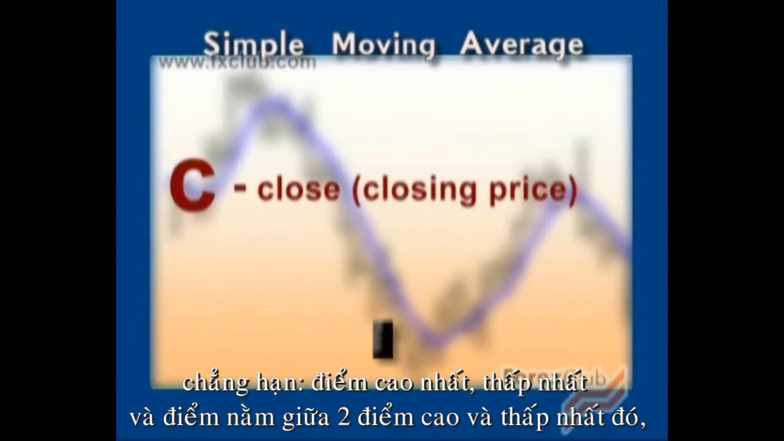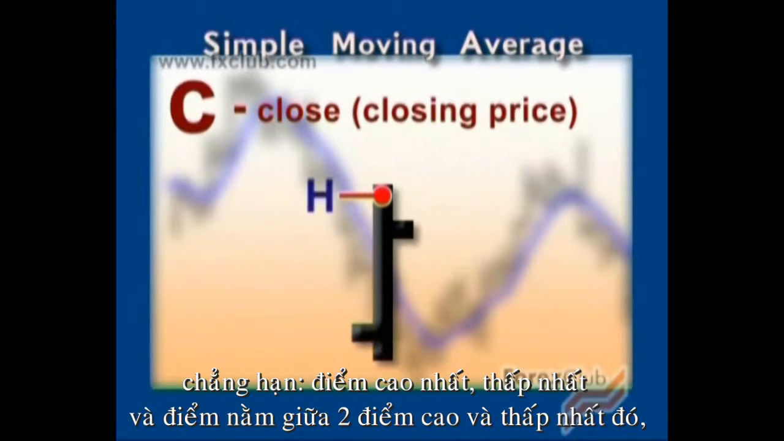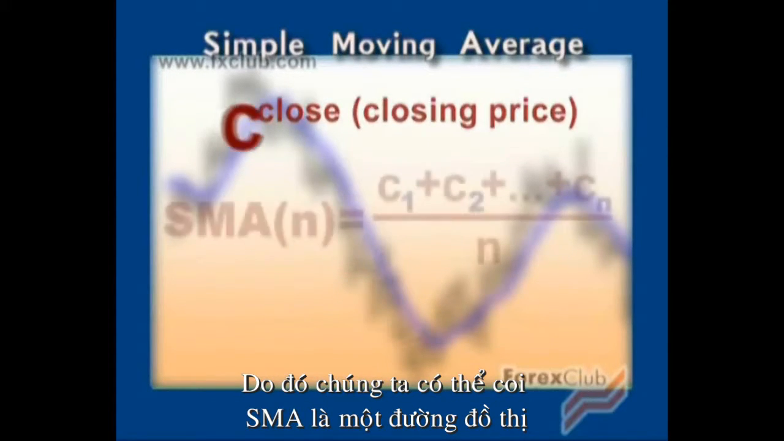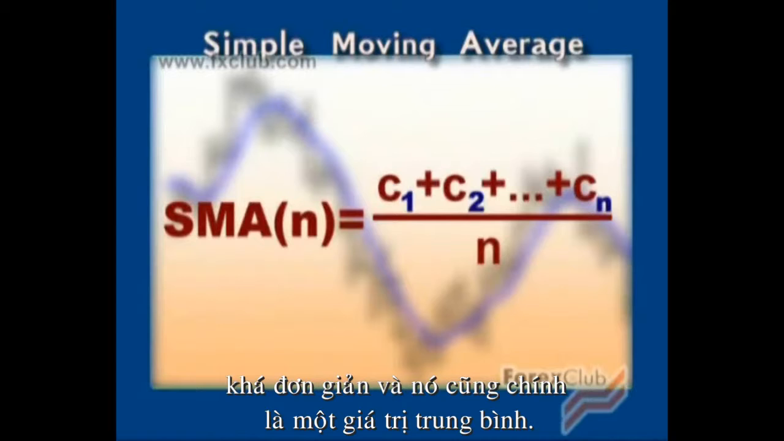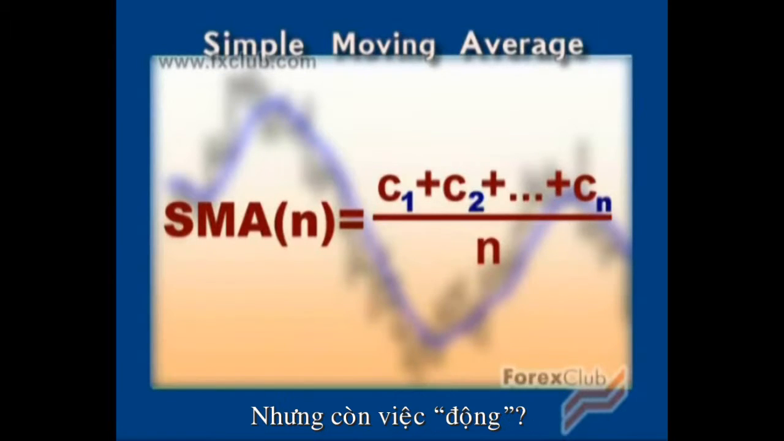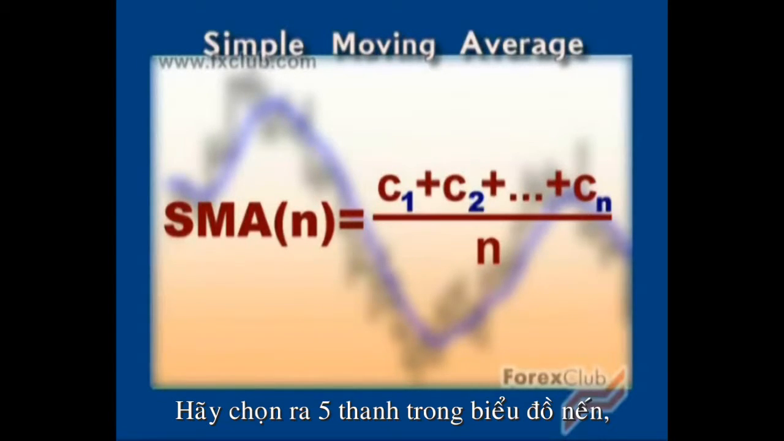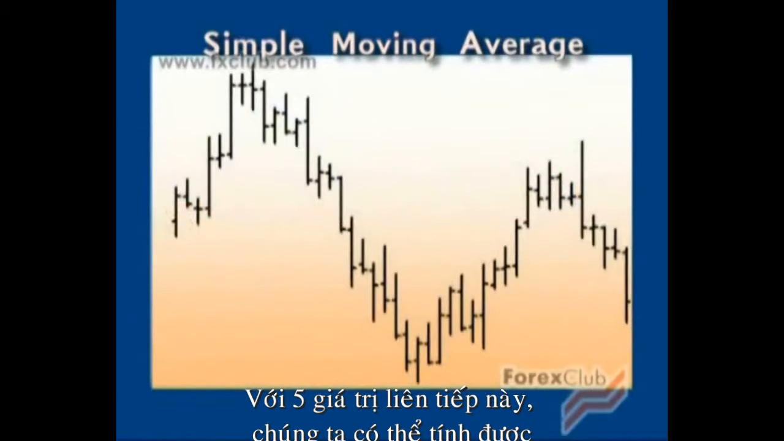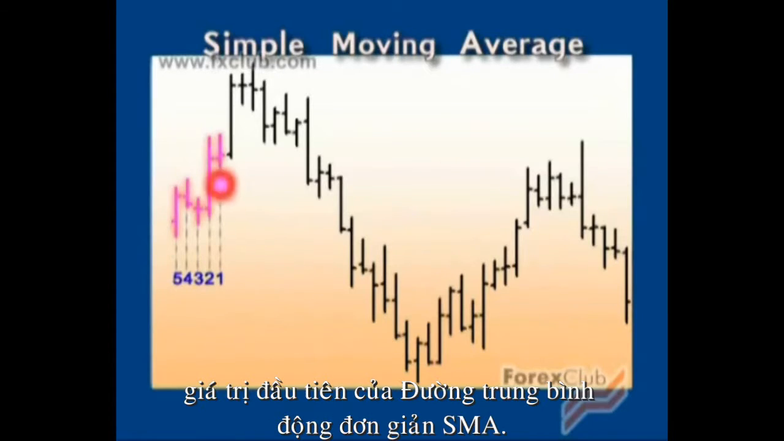Although other prices can be averaged, for example, the high, the low, or the midpoint between the high and the low, more often than not it's the closing price that is averaged. So we can see that SMA is simple and that it's an average, but what about the moving? Let's take 5 bars or candlesticks, whichever you prefer, but we'll take 5 bars for the sake of simplicity. With these 5 consecutive bars, we can calculate the first value of our simple moving average.